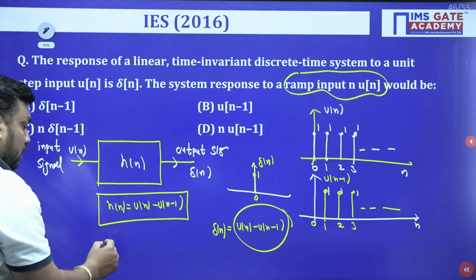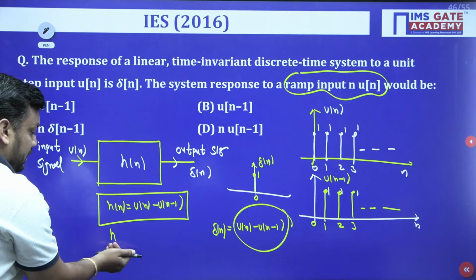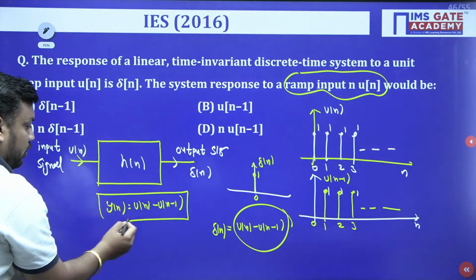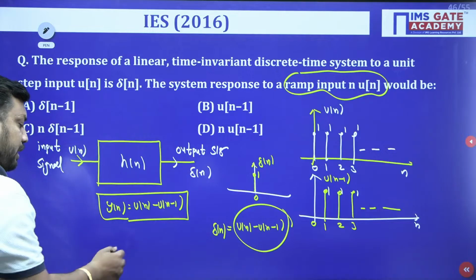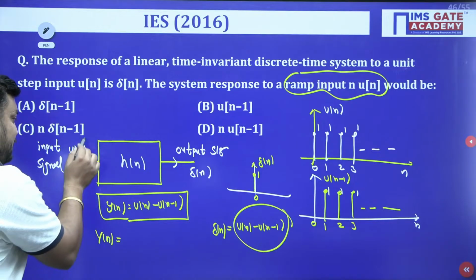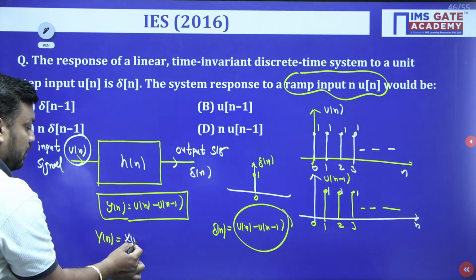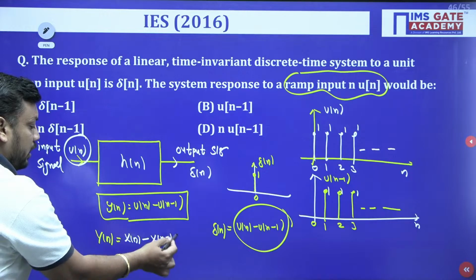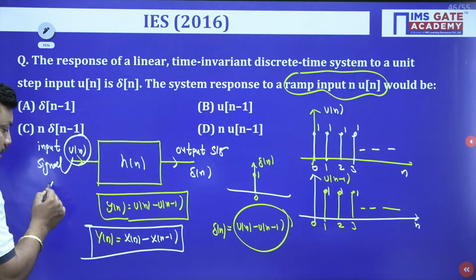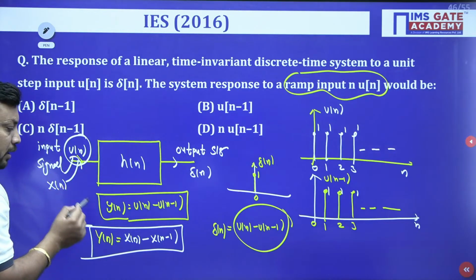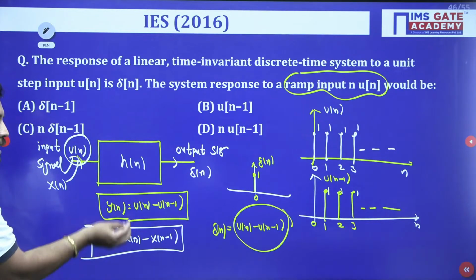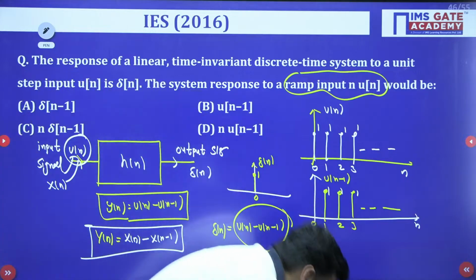So what can I write? I can write the output equation as what, guys? Output is nothing but u of n minus u of n minus 1. So my system equation y of n is nothing but, if I replace u of n as the input signal x of n, the system equation is y of n equal to x of n minus x of n minus 1. It means if x of n is equal to u of n, then u of n minus u of n minus 1 will be delta n. Now you can replace x of n by any input signal.